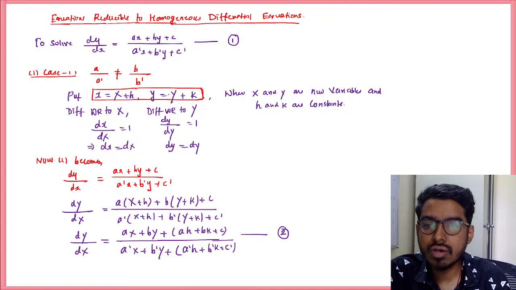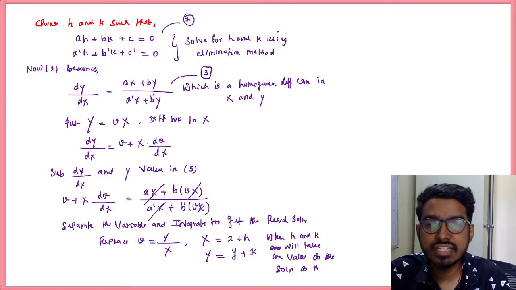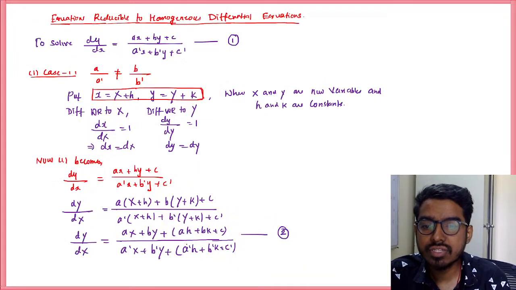So substitute the small x, small y, dx, dy values in 1 and you will have ax plus by, a dash x plus b dash y, and some constants, ah plus bk plus c, here a dash h plus b dash k plus c dash. Now you need to solve for h and k such that these two are 0, using the elimination method. So these two are 0 now. So you will have only this part.